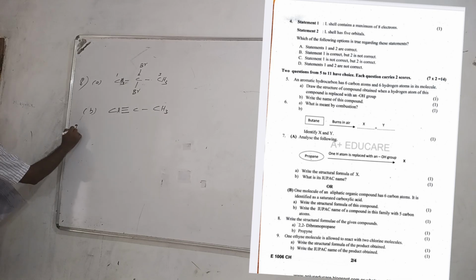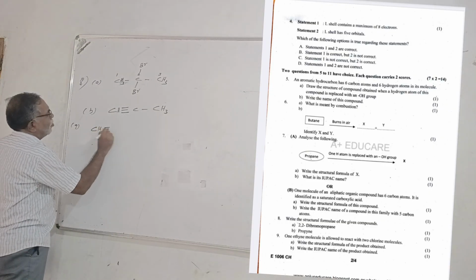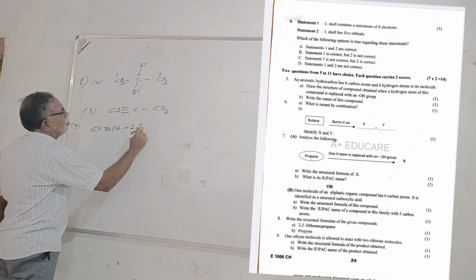Now 9th question. Look. One ethyne molecule is allowed to react with chlorine molecules. Write the structural formula of the product obtained. One ethyne molecule is allowed to react with two chlorine molecules. Ethyne, CH triple bond CH, ethyne, plus 2Cl2, two chlorine molecules.